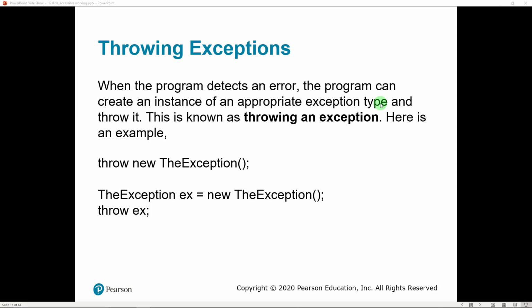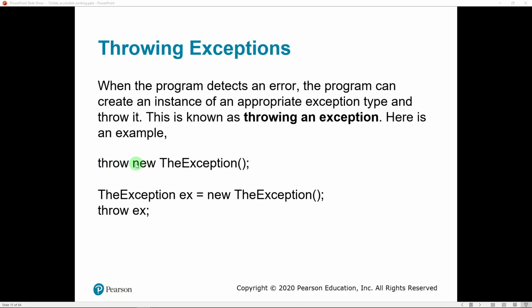So I always like to think of a baseball analogy when I'm thinking about exceptions. I'm going to create a new ball, and once I have the ball, then I can throw it. I'm creating that object, then I throw it. Something's going to catch it. So this is known as throwing exceptions.